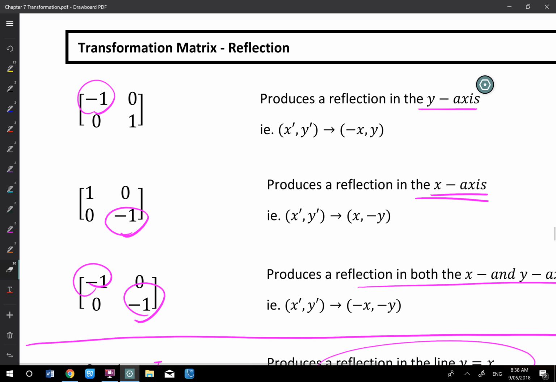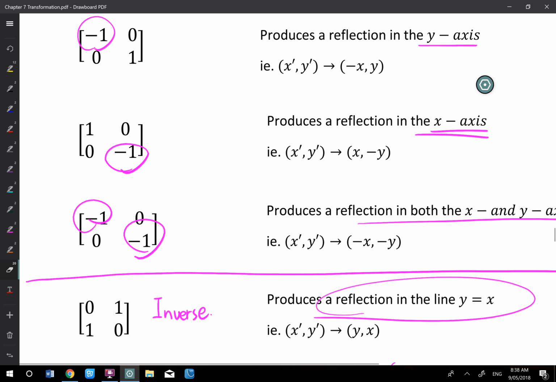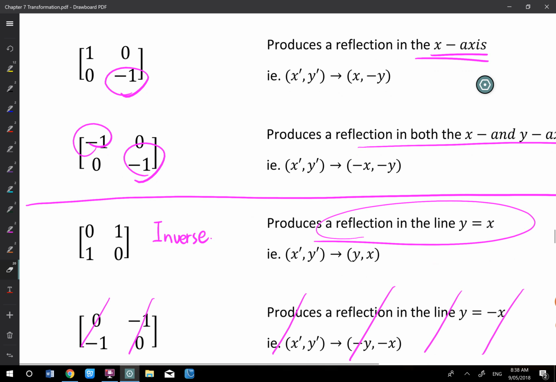Then we can also do reflection in a similar way. With negatives, the first one is a reflection in the y-axis, the second is a reflection in the x-axis, and the third one is a reflection in both axes. There's a special one that we don't really talk about in wording, which is the reflection in the line y equals x. That's the swap of x and y values.